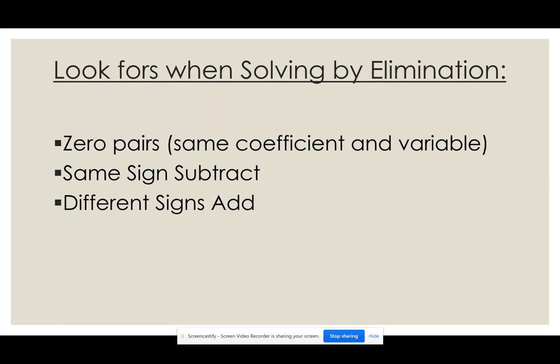So here are some look-fors when you're solving by elimination. You're looking for zero pairs, which are the same coefficient and the same variable. So same number and same symbol, or same number and same letter. And then you're also going to use this information for knowing whether to add or subtract. So if they have the same sign, you subtract. They all start with S. And if the signs are different, you add them.